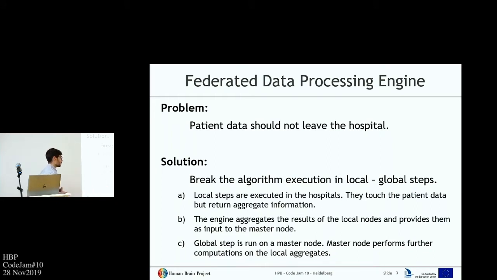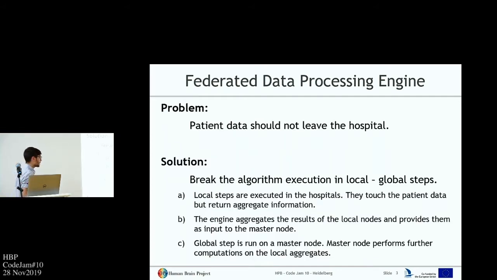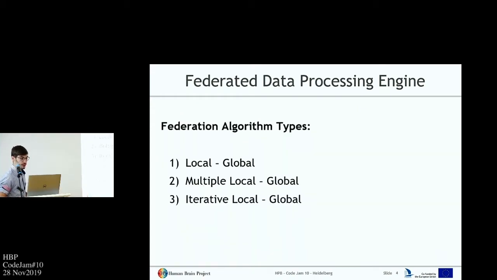The global execution step, its role is to gather these aggregates, make some further computation, and then produce the actual output of an algorithm. We have 3 types of algorithms: a local global, a multiple local global, and the iterative.